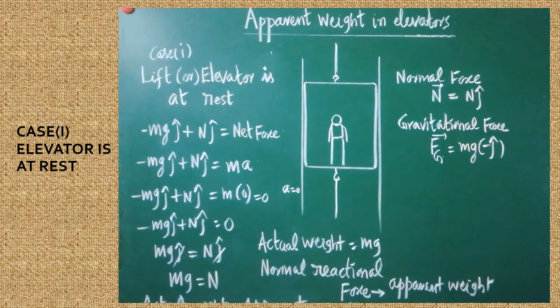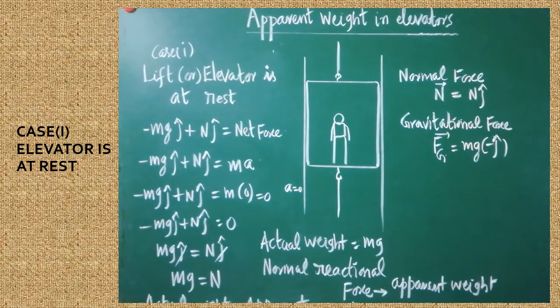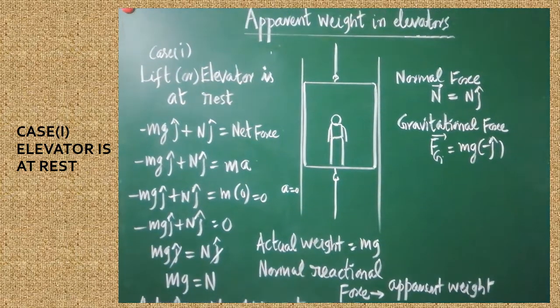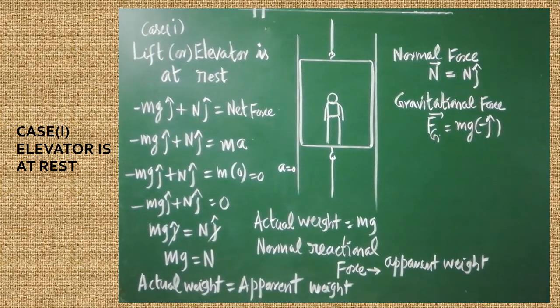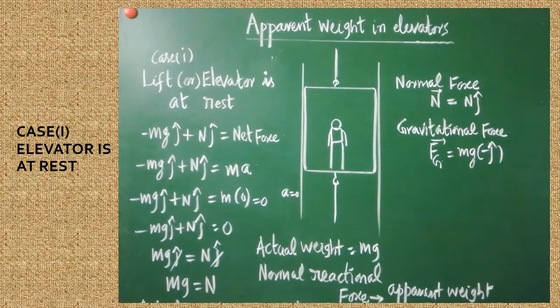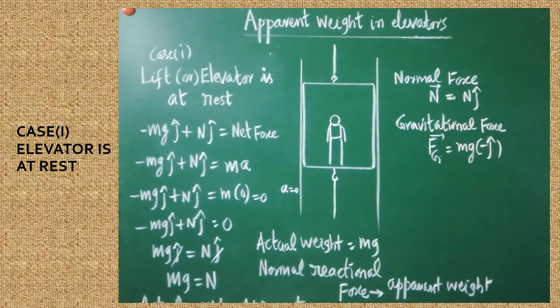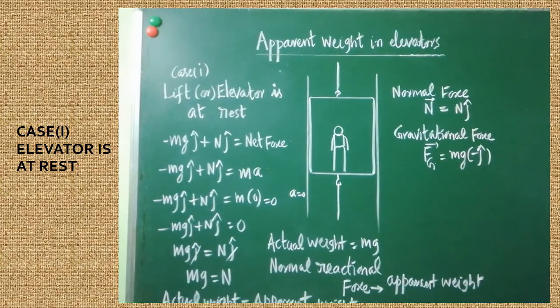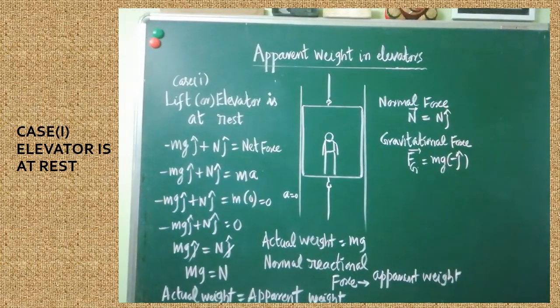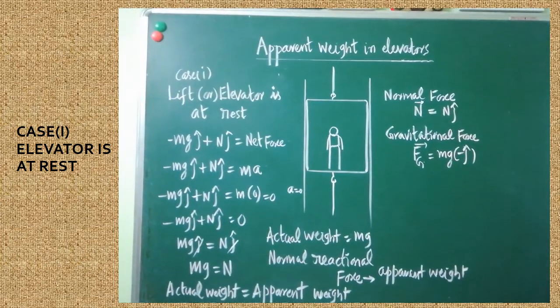Let us assign some number, only then we can understand. Let us imagine the mass of the person is 60 kg. Are you clear? Mass of the person is 60 kg. Here the final sentence is not seen, so just look at that. Actual weight of the person is equal to apparent weight. Are you clear? So that you should know. That is the most important thing.